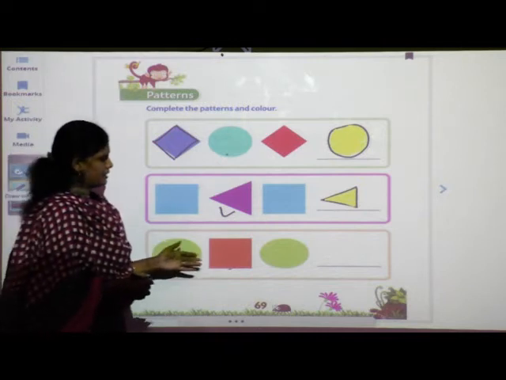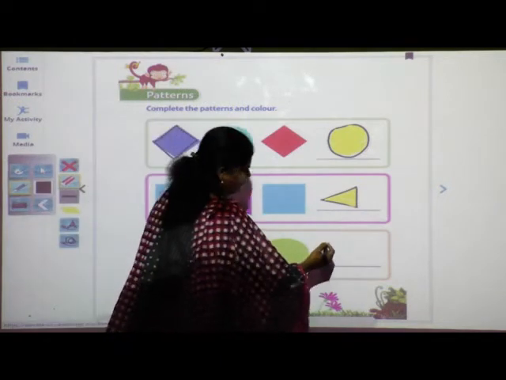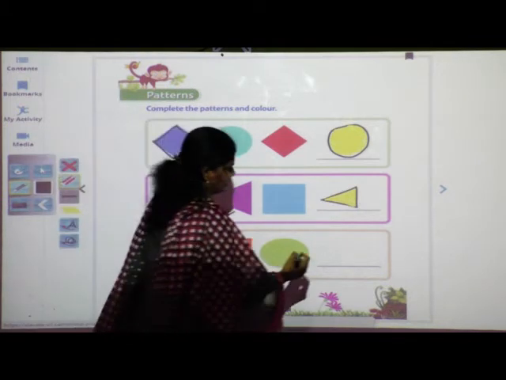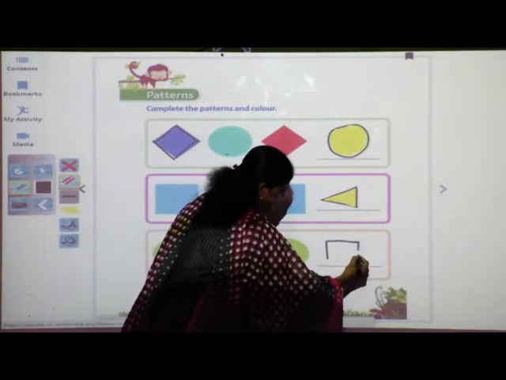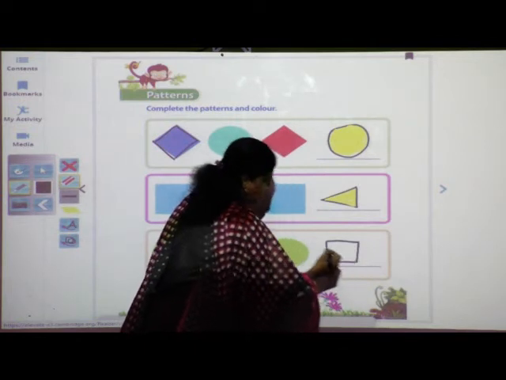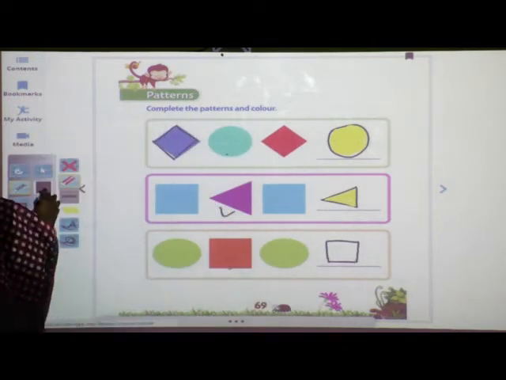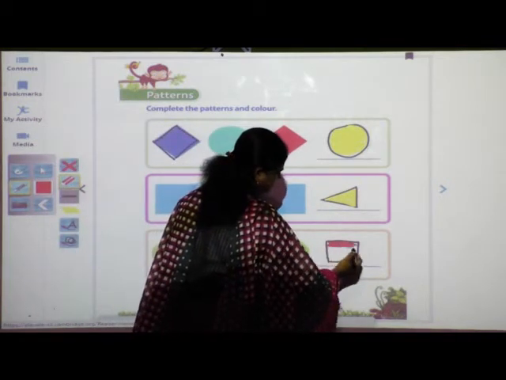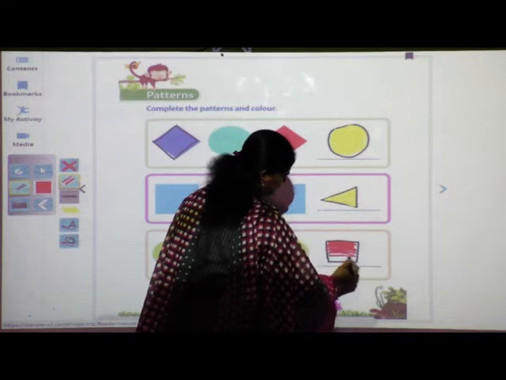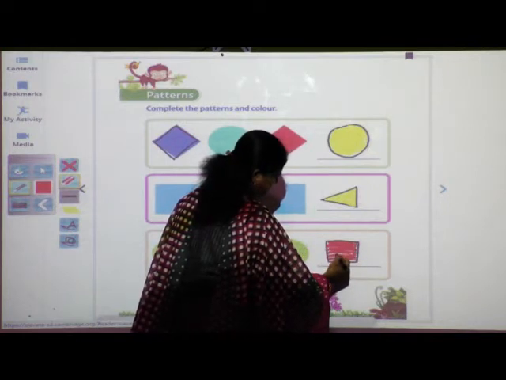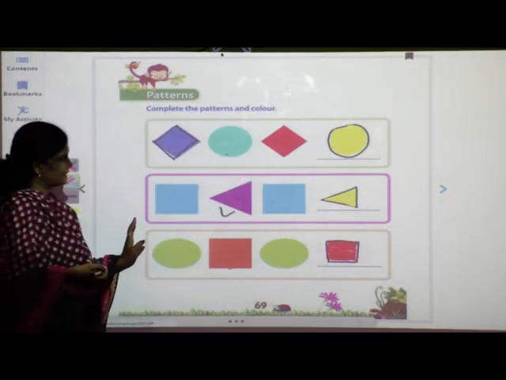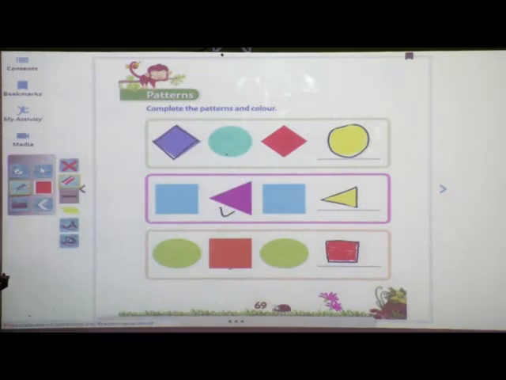Next now, circle, square, circle. So which shape will come here from these three? Tell me. Yes, very good. Circle. Sorry, square. Color that. In this way we have completed the patterns and we have colored that also. I will wait for a minute, just you do that.